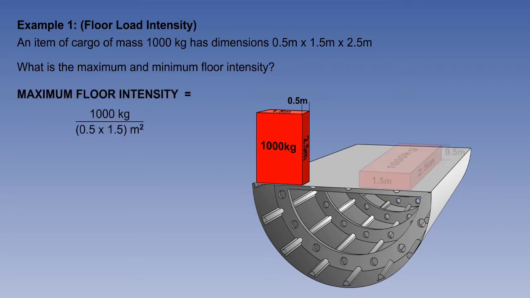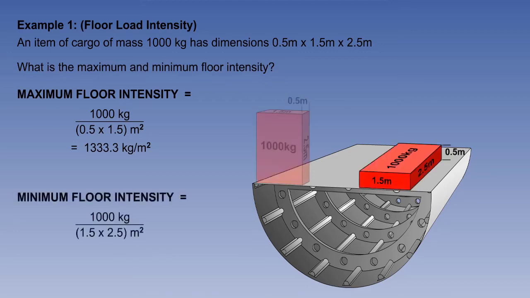To calculate the maximum floor intensity, we must divide the mass, 1,000 kilograms, by the smallest area, 0.5 by 1.5 meters, which results in an intensity of 1,333.3 kilograms per square meter. We can now calculate the minimum floor intensity by dividing the mass 1,000 kilograms by the largest area 1.5 by 2.5 meters, which results in an intensity of 266.7 kilograms per square metre.